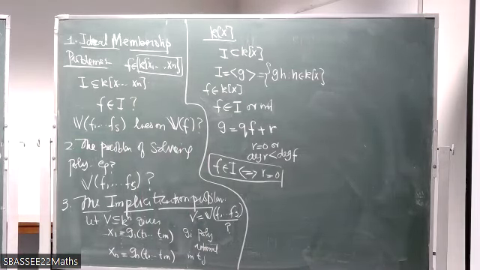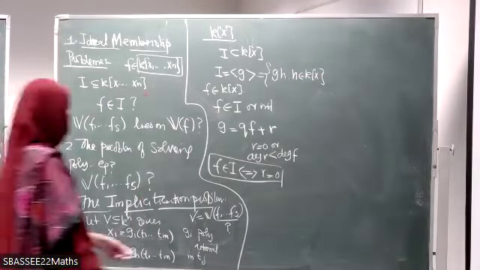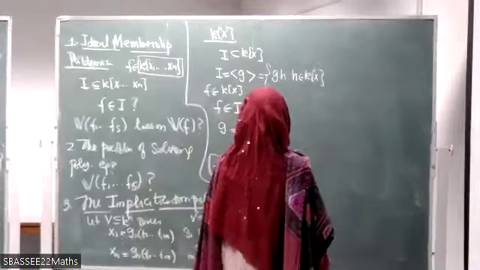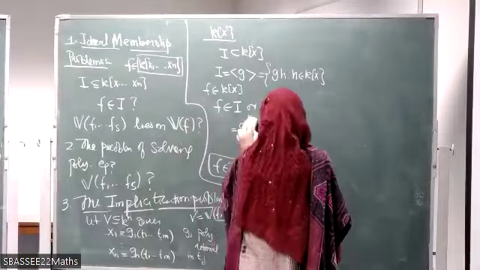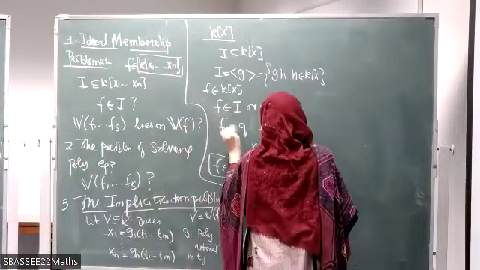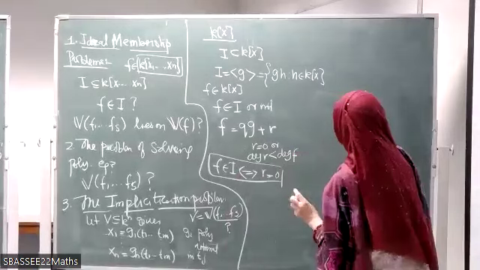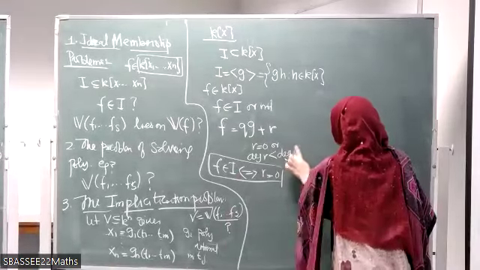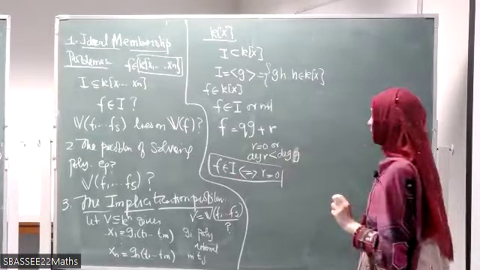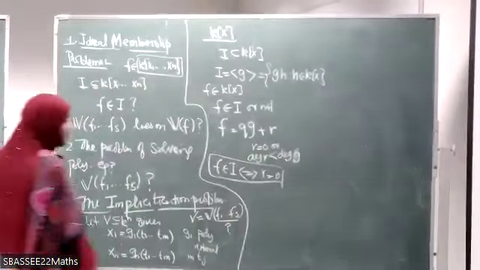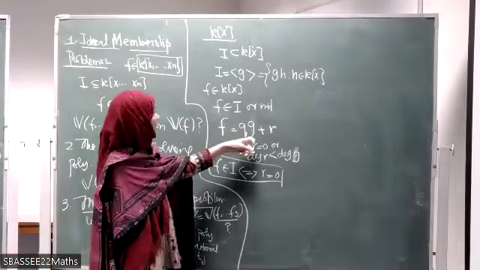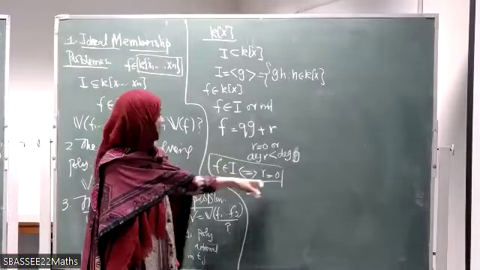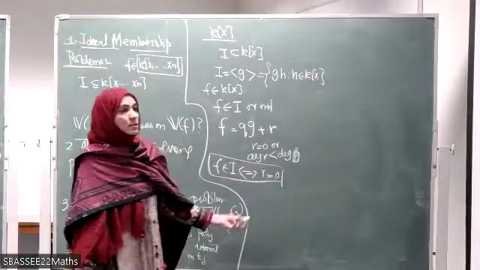Sorry, we should divide F by G, not G by F. F should be written in this way: F equals QG plus R. Thank you for that. Because F is written this way, if R is 0, this means that F is a multiple of G, and then F is definitely in I. You just need to check whether the remainder is 0 or not.